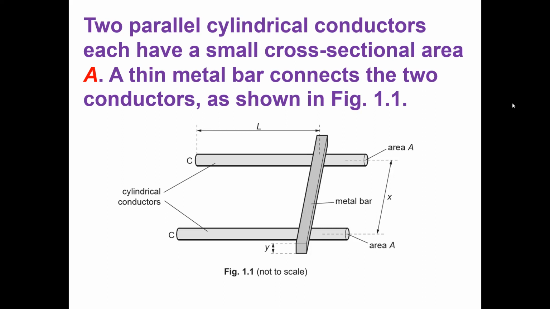Two parallel cylindrical conductors each have a small cross-sectional area A. A thin metal bar connects the two conductors as shown. Remember, when you are doing a Paper 5 question, you have to be careful. You have to read it at least twice or thrice. It's a 15-mark question. If you take a wrong approach, then everything is gone. So please read the question. Read this part.